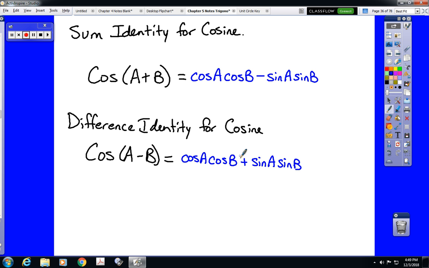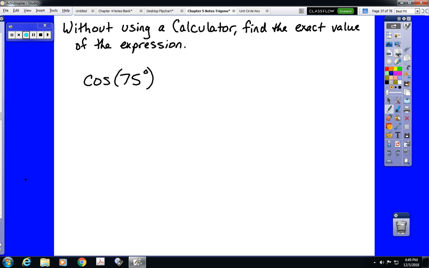Again, the whole point of this slide is so that we have this as a reference item. You are not expected to memorize these identities. They will be provided to you. You just need to know how to use them. So let's practice using them. Without using a calculator, find the exact value of the expression cosine 75 degrees.